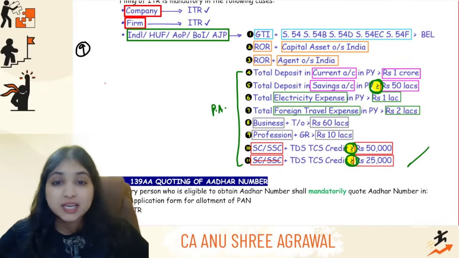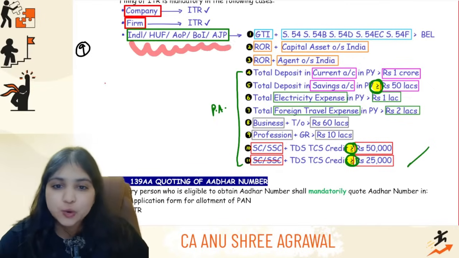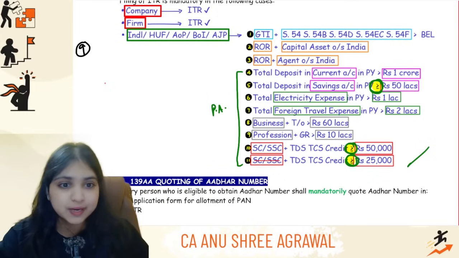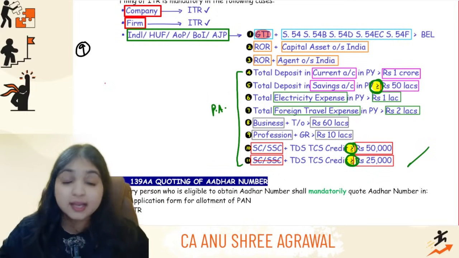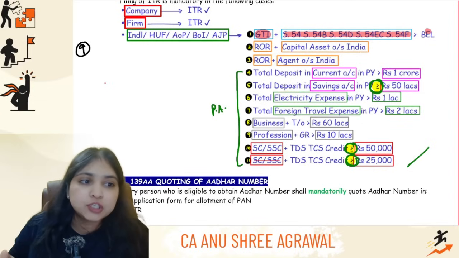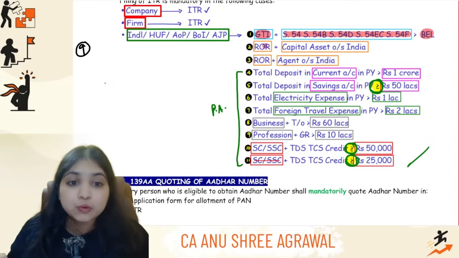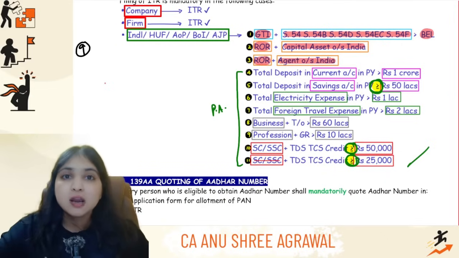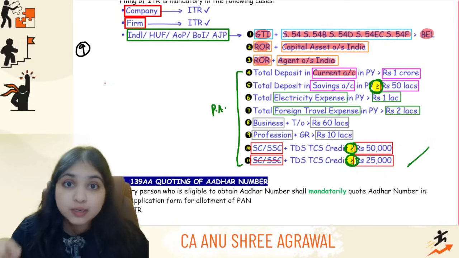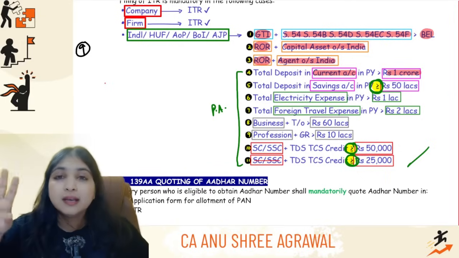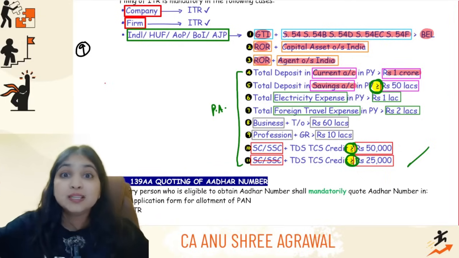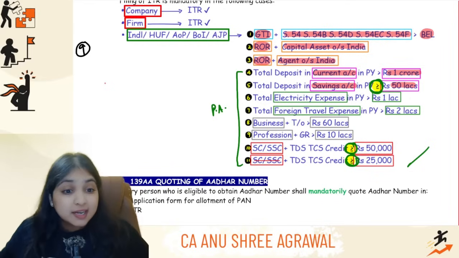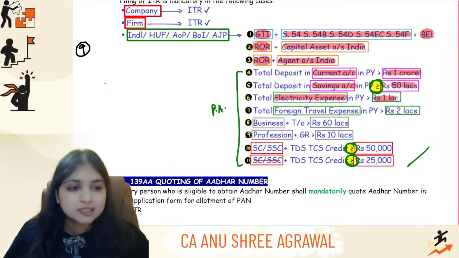Okay. So what are the 11 situations where an individual, HUF, AOP, BOI, AJP has to file ITR? Number 1, if the GTI, adding back the 54 series exemptions, is more than the basic exemption limit. Number 2, the assessee is an ROR and has a capital asset outside India. Number 3, the assessee is an ROR and has an agent outside India. Number 4, total deposit in current account in the previous year is more than 1 crore. Then the total deposit in the savings account is at least 50 lakhs. Then total electricity expense in the year put together is more than 1 lakh.